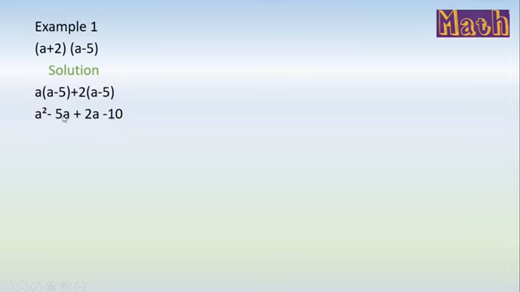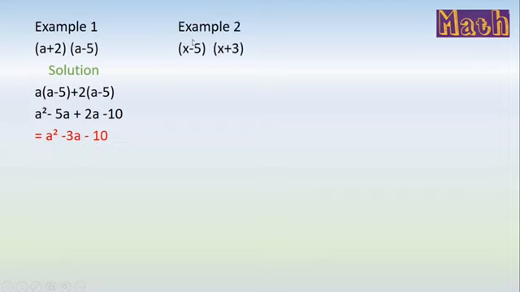Looking at this, I have like terms here. I have minus 5a and 2a as like terms. So minus 5a plus 2a will give me negative 3a. Then this a squared and minus 10 are unlike terms, so I'll repeat the a squared and minus 10. It becomes my final answer for this practical example.